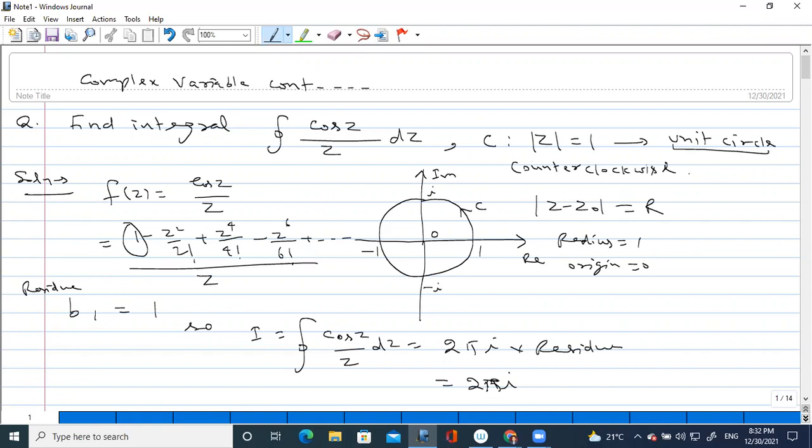Sir, if they are not giving the direction, it is counterclockwise. You can take positive. Okay, sir. Purposely if they give clockwise, it means they want a negative answer. Otherwise, if they don't give, just take positive. Okay, sir. So tomorrow class is done.